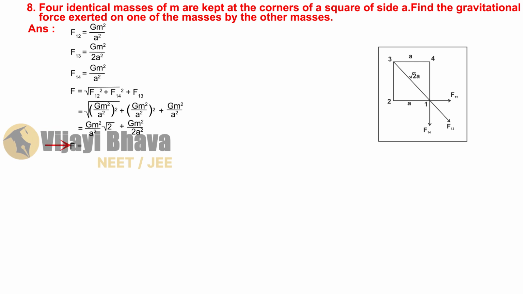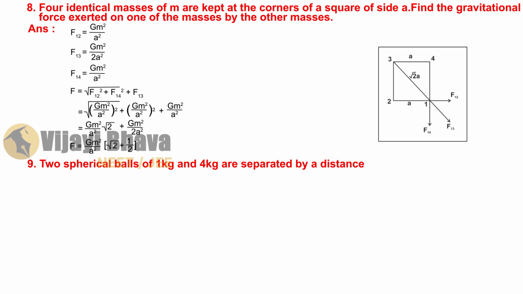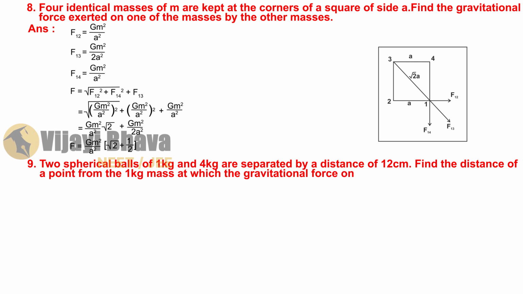On simplification, this becomes F is equal to GM square by a square into root 2 plus 1 by 2. Two spherical balls of 1 kg and 4 kg are separated by a distance of 12 centimeter. Find the distance of the point from the 1 kg mass at which the gravitational force on any mass becomes 0. The solution: mass of the first body m1 is equal to 1 kg, mass of the second body m2 is equal to 4 kg.